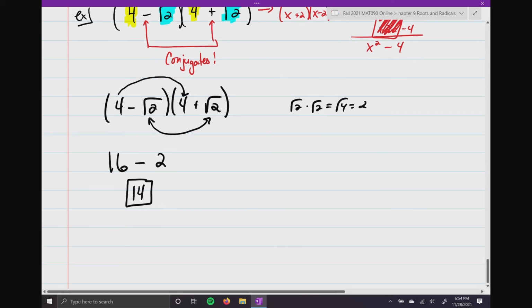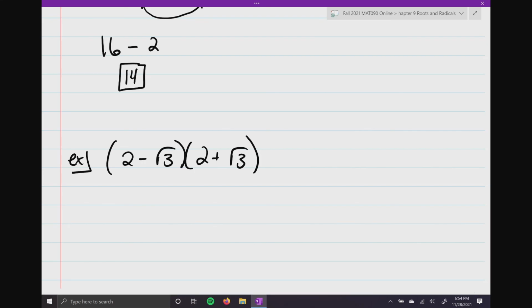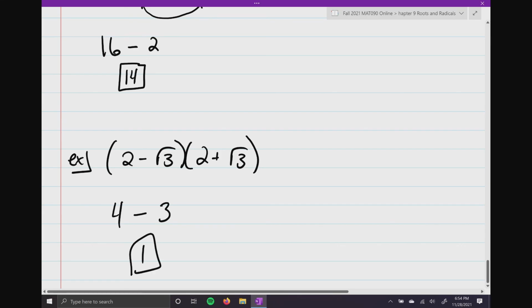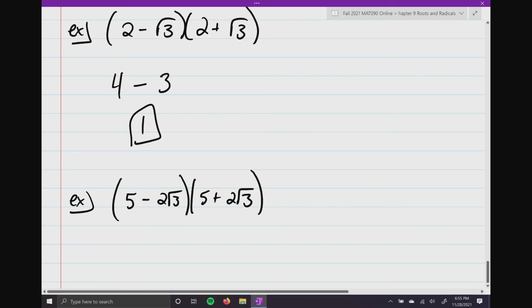So let me do a couple examples with conjugates, and then we'll be done with this video. So notice here, quantity of 2 minus the square root of 3 times the quantity of 2 plus the square root of 3, conjugate pairs. 2 times 2 is 4. Minus square root of 3 times the square root of 3 is 3. So 4 minus 3 is 1. I guess I could make this a little bit more difficult. But as long as you can recognize that we have what we call conjugate pairs, life is good.